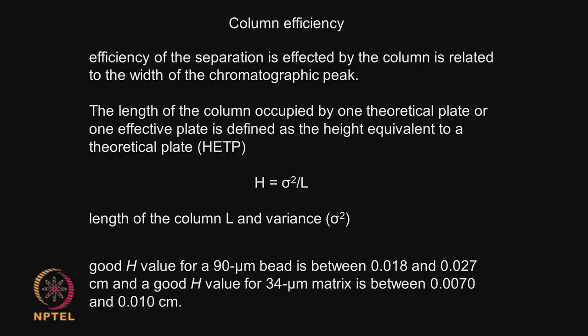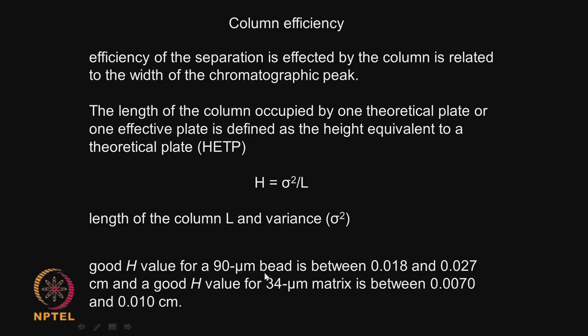How do we calculate the number of theoretical plates? We will come to that as we go along. There is a formula for height equivalent of a theoretical plate. H, the height equivalent of a theoretical plate, is given by sigma square by L. L is the length of the column and sigma square is the variance. As you know, variance is the spread of the normal distribution curve which we are talking about.